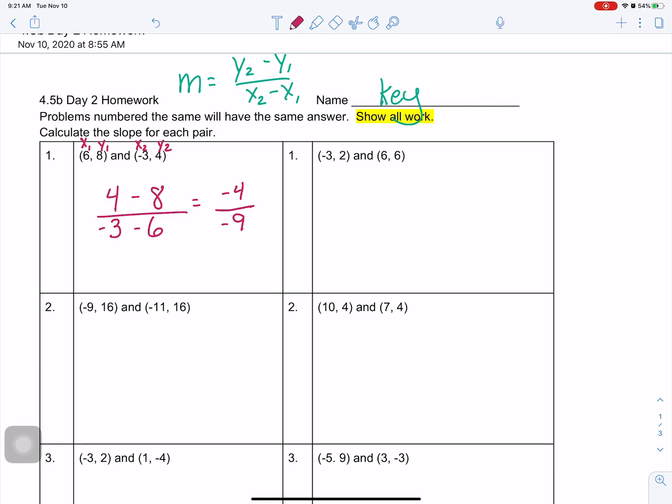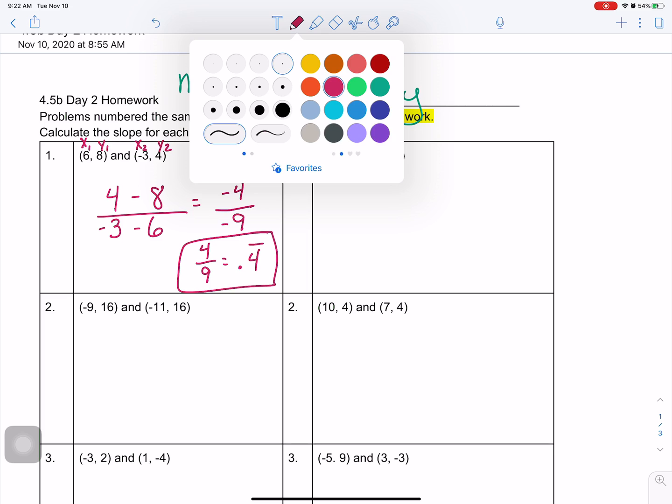I can put this in as a decimal. At least I'm going to simplify it. If there's a negative in both, it's going to be 4/9. And if you choose to type this into your calculator, it's going to be like that. It's going to be 0.4 repeating. So however you choose to write that in. And then we'll just do one more if you want to see that.